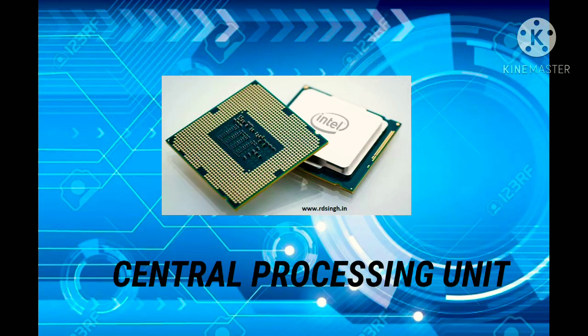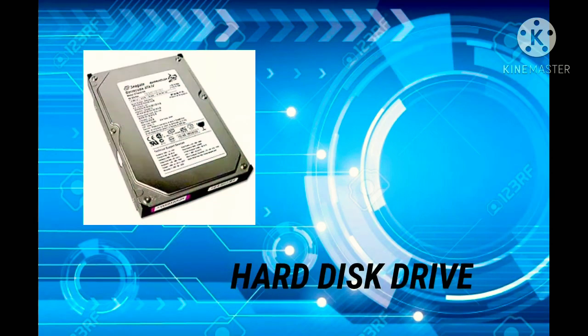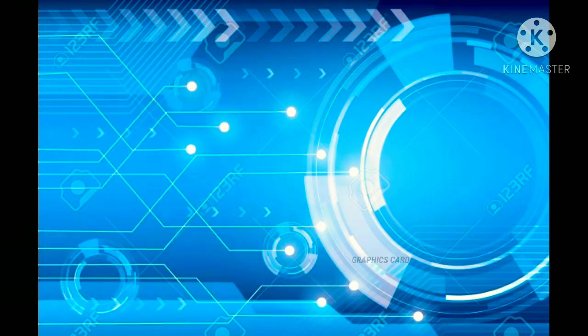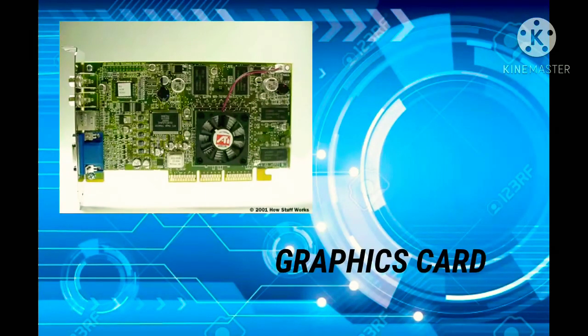The CPU is like the brains of the computer. Every instruction, no matter how simple, has to go through the CPU. Hard disk drive stores and provides relatively quick access to large amounts of data on an electromagnetically charged surface or set of surfaces. Graphics card connects to the motherboard of a computer system and generates output images to display.